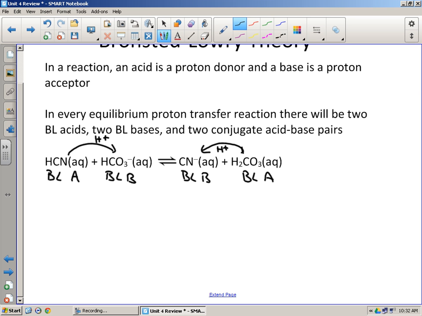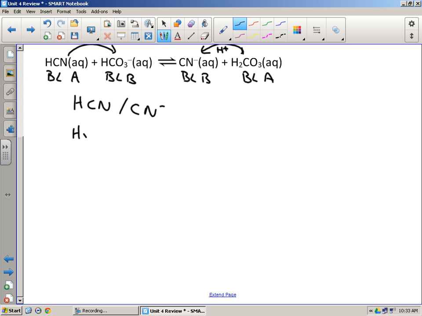Once again, there are 2 pairs here. There are 2 conjugate acid-base pairs, HCN. They differ by a proton, of course. That's your conjugate acid-base pair, HCN and CN minus. And of course, H2CO3 would be your acid, and HCO3 minus is your conjugate base of that. Okay? Little definition thing there.